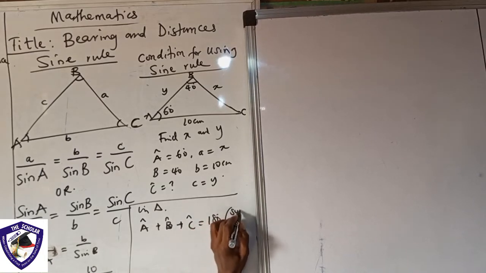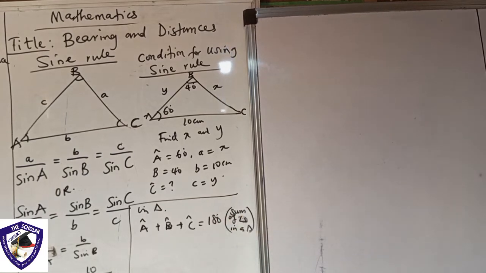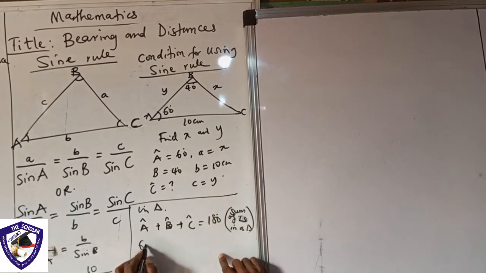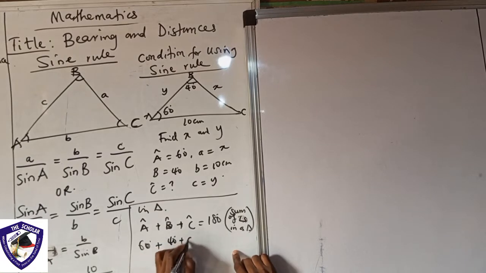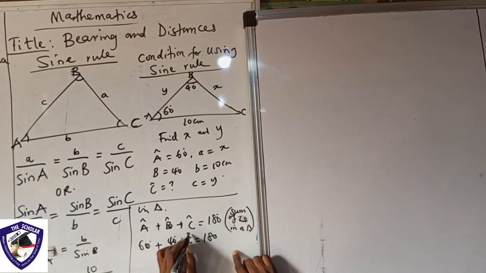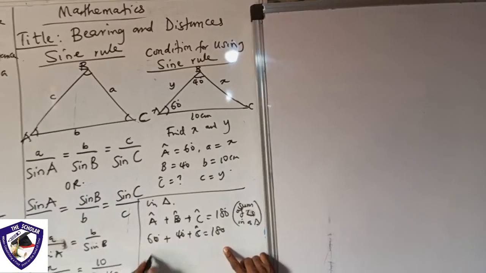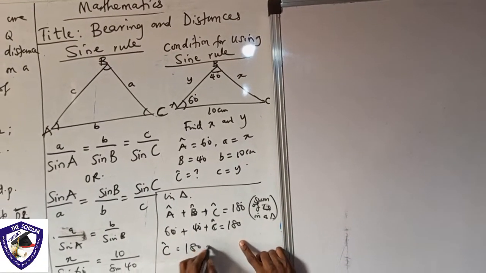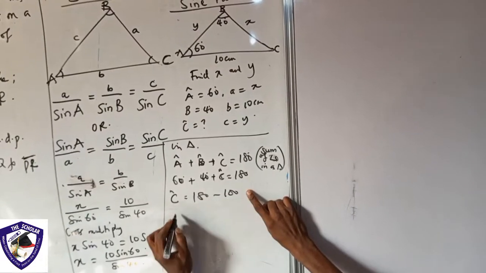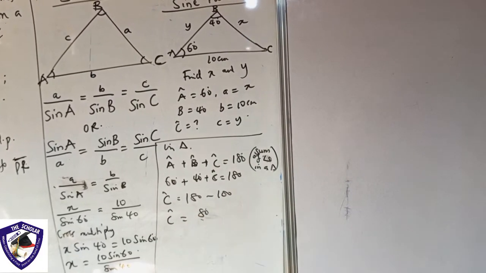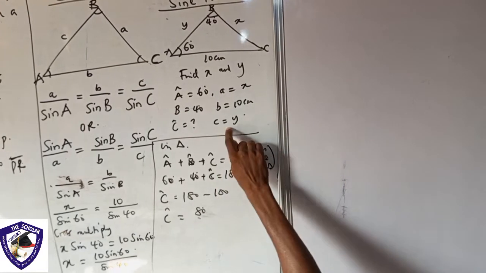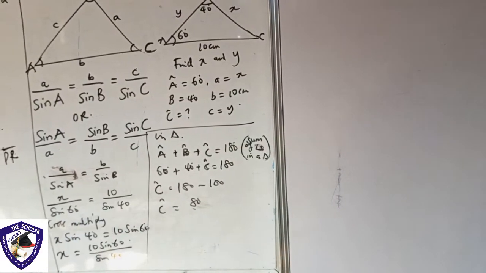Why? That is the sum of angles in a triangle. So angle A, which is 60, plus angle B, which is 40 degrees, plus angle C, which is unknown, is equal to 180 degrees. So from there, I can get my angle C. Angle C is equal to 180 minus 40 plus 60, which is 100. And our angle C will be what? 80 degrees.